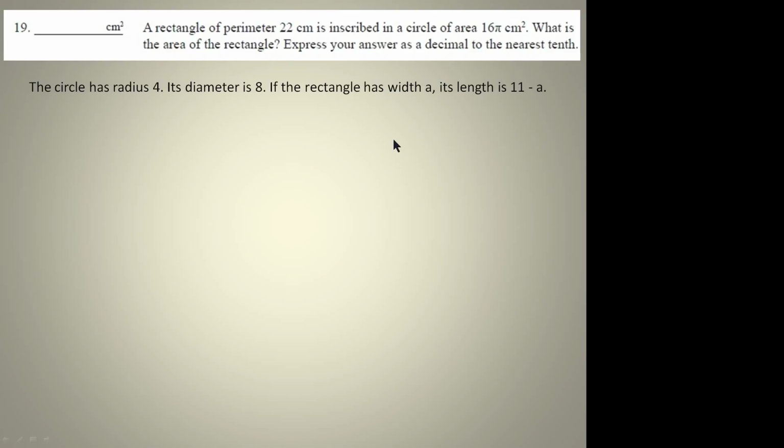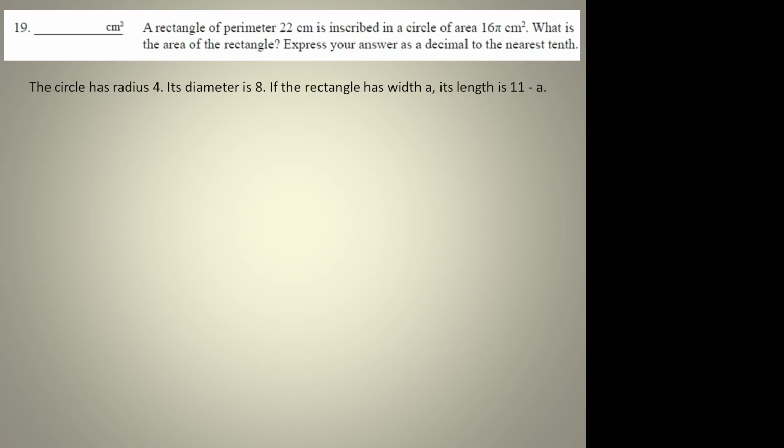Number 19. A rectangle of perimeter 22 centimeters is inscribed in a circle of area 16 pi square centimeters. What is the area of the rectangle? Express your answer as a decimal to the nearest tenth.